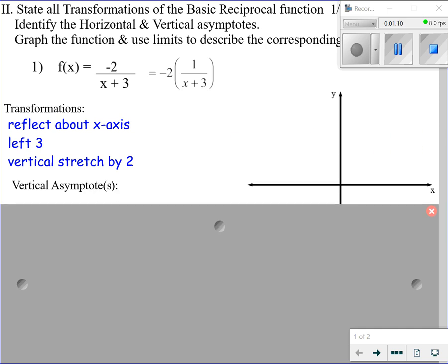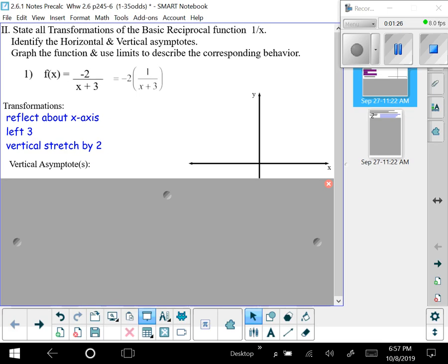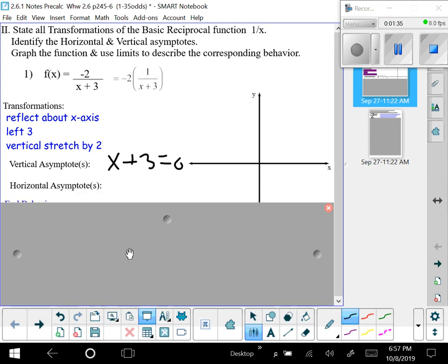Next thing we want to do is to find our vertical asymptotes. Again, since this is our reciprocal function, you just set your denominator equal to 0 and solve. And we should get x equals -3. And you can go ahead and graph that on your graph.